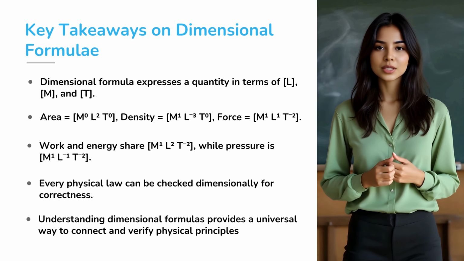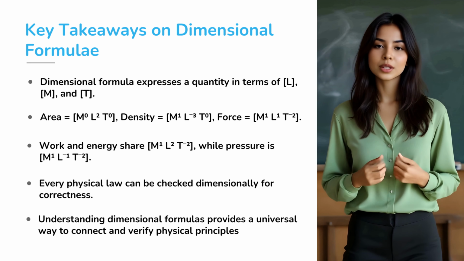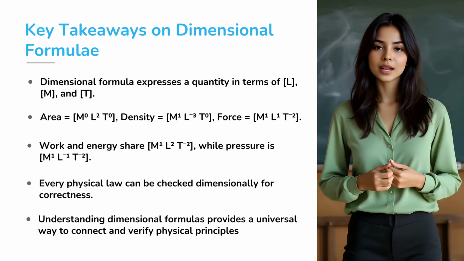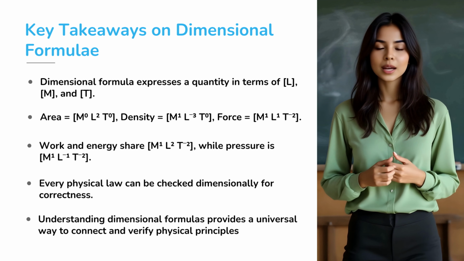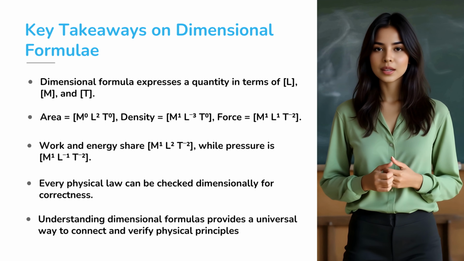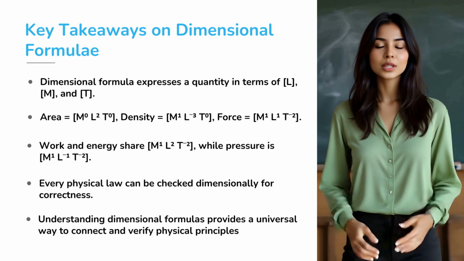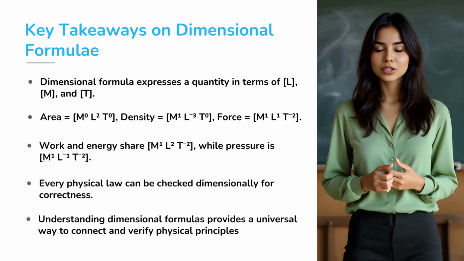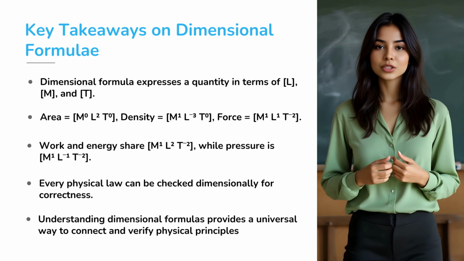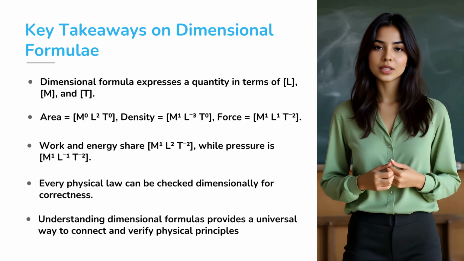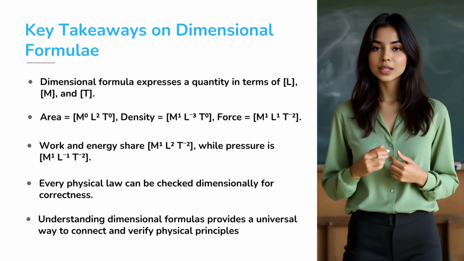Let's quickly recap the key points. Dimensional formula expresses a quantity in terms of the fundamental dimensions L for length, m for mass, and t for time. For example, area is m to the power 0, L squared, t to the power 0. Density is mL to the power minus 3. Force is mLt to the power minus 2. Work and energy are mL squared t to the power minus 2. Pressure is mL to the power minus 1 t to the power minus 2.